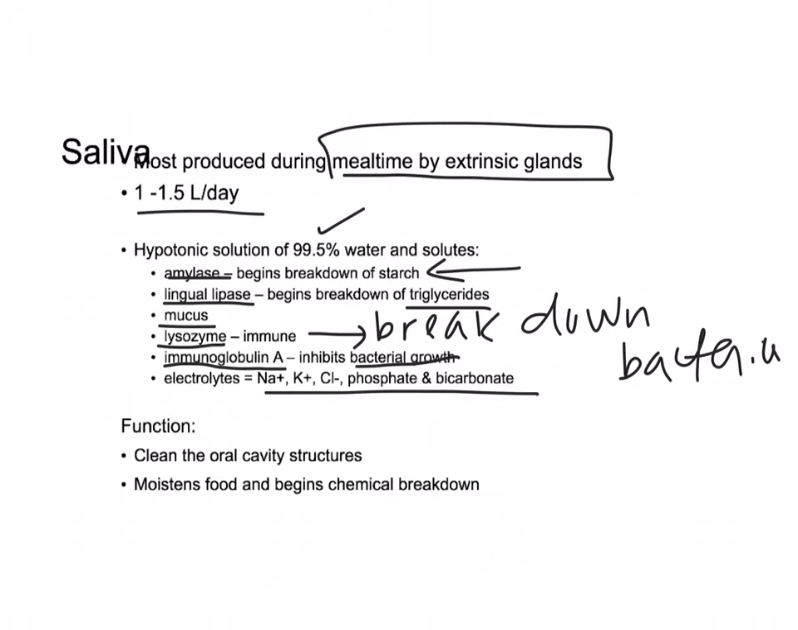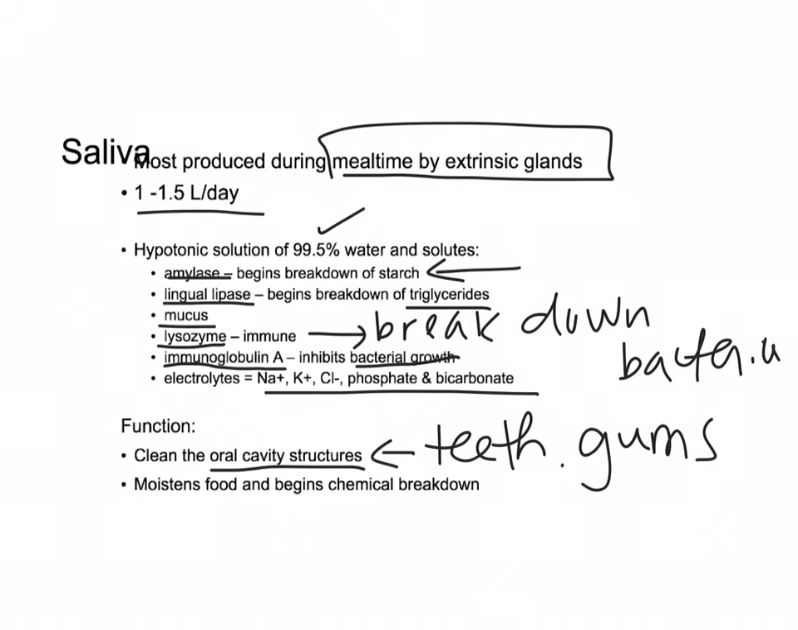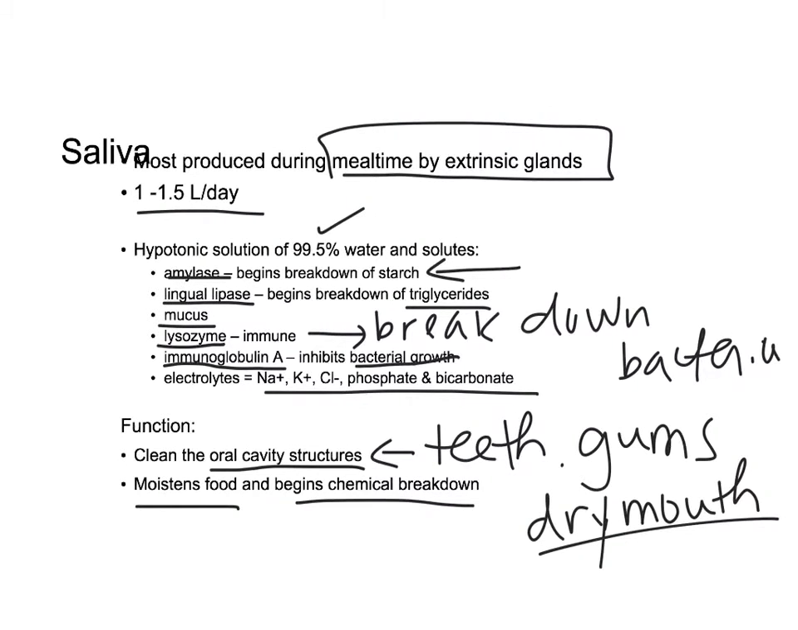Okay, so the function of saliva is it's going to keep the oral cavity structures clean. So, like your teeth and your gums. So nowadays, there are so many medications out there that cause dry mouth that people have a lack of saliva in their mouth, and then they end up with a lot of cavities or gum disease. So it's really important to have enough saliva in your mouth. Okay, the second thing that it does is it's going to moisten the food and make it stick together, and then it starts the chemical breakdown of the food.